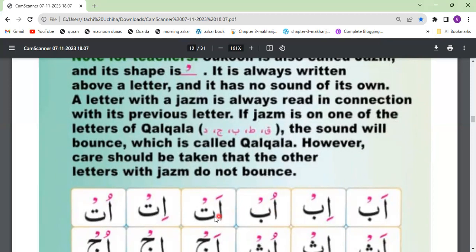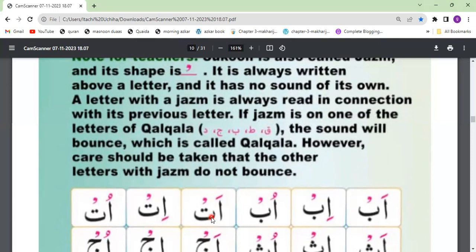Now we have the next letter ta, which is not from these 5 letters. So let's pronounce it with the simple sounds to make the difference. Okay, it's a with the ta. At, it, ut. So at is a normal sound. We didn't say it with a bounce. If we say it with a bounce, it's going to be wrong. Why?